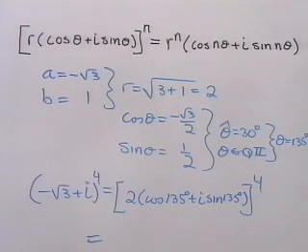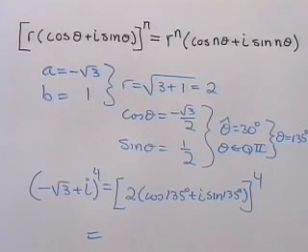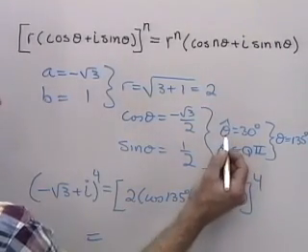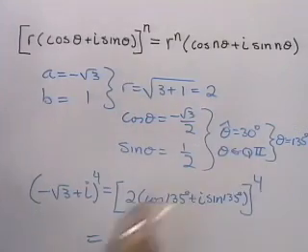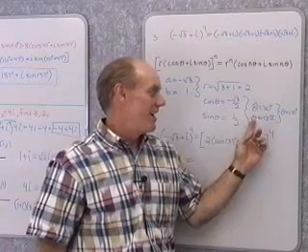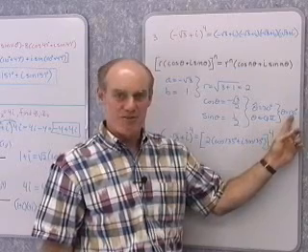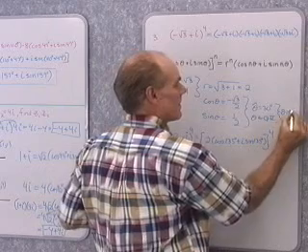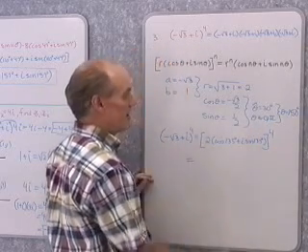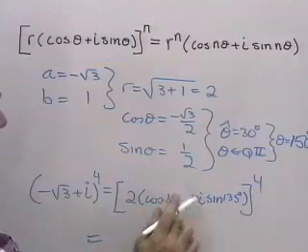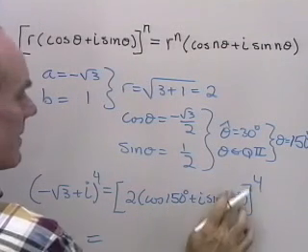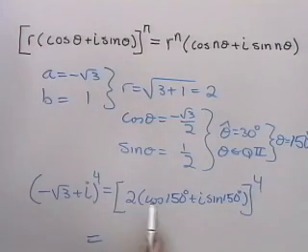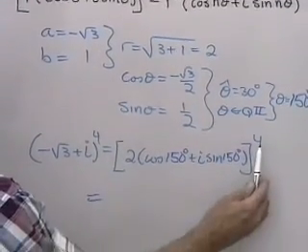Applying my formula then, what I end up with is, did I say 135? Let's back up for a second. The reference angle is 30 degrees. The angle is in quadrant 2, not 135, is it? It's 150 degrees. So let me change this right here. 150 degrees for theta, so that's going to change this to 150 degrees, and this to 150 degrees. Now, 2 cosine 150 plus I sine 150 all to the fourth.